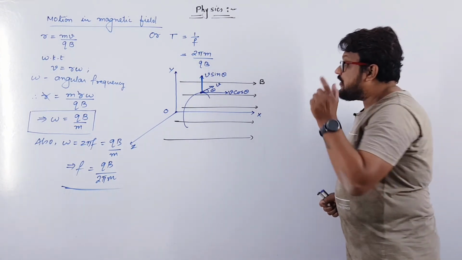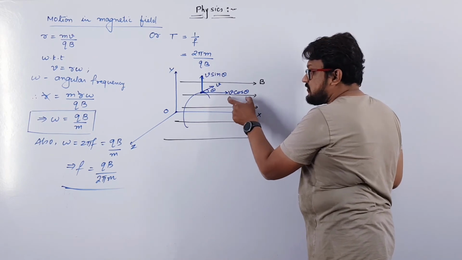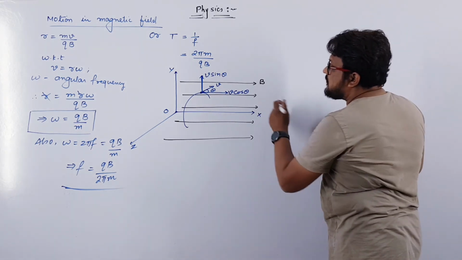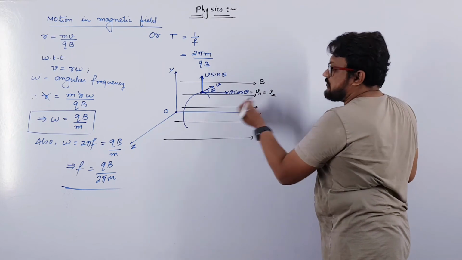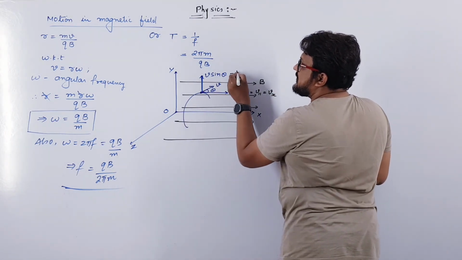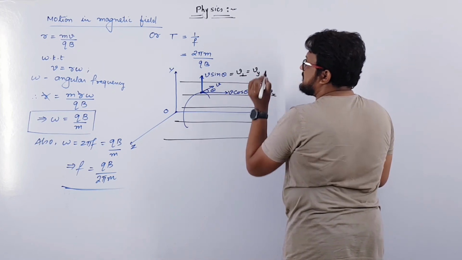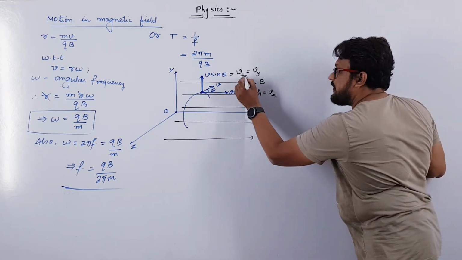But we do have one more component of velocity, which is v cos theta. Right? This v cos theta is along the direction of the magnetic field. In our textbook, they have written this as v parallel, or you can write vx, which is along the x-axis. And this velocity is perpendicular to the magnetic field, so you can write this as v perpendicular, or if you want, you can write v along the y-axis. Right? This is v parallel and this is v perpendicular.